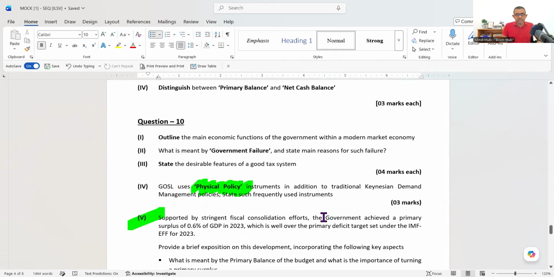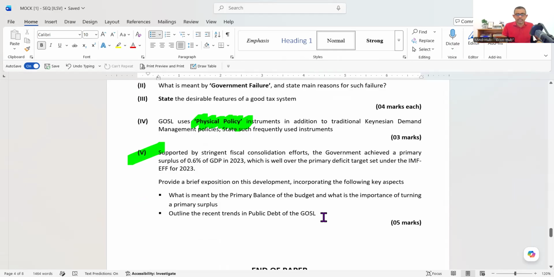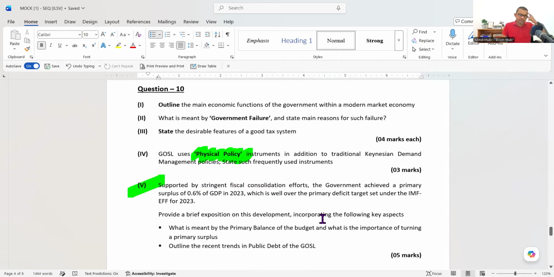Then question 10, part 4 and 5. No, sorry, question 10, part 5. Part 4, just that word, you need to know the meaning. Question 10, part 5 is about fiscal policy, debt sustainability, primary balance, those things. Very important areas, okay? Question 10, part 5.